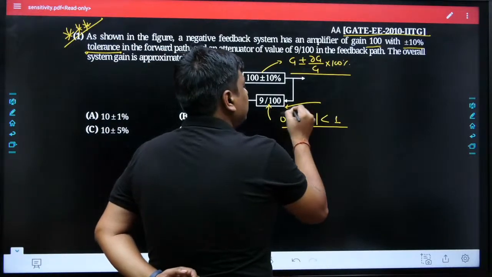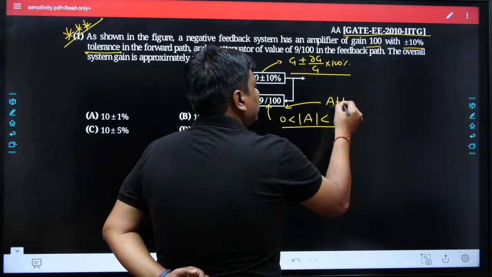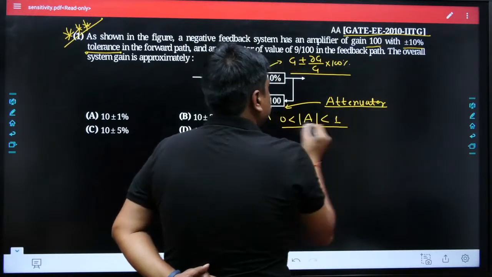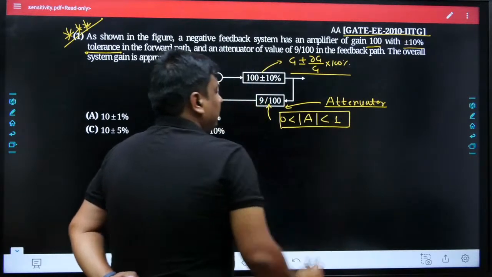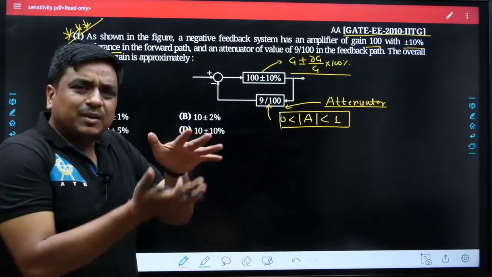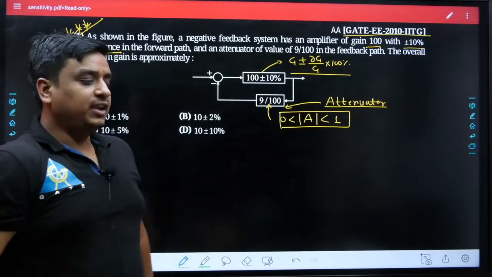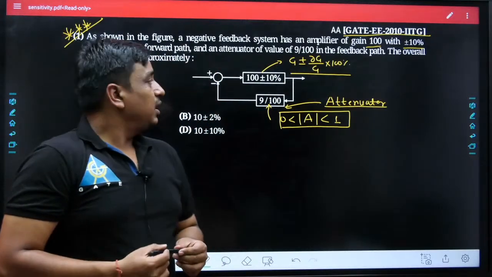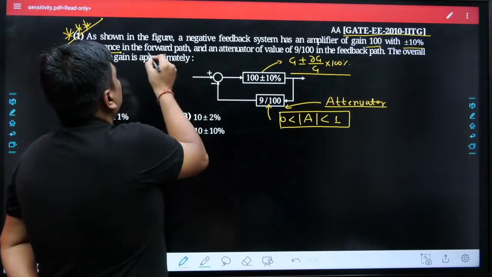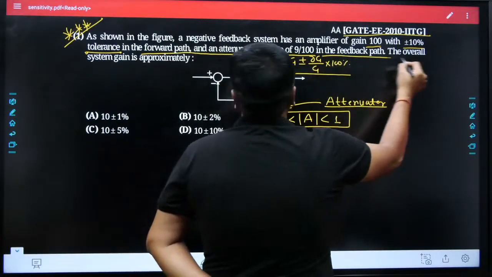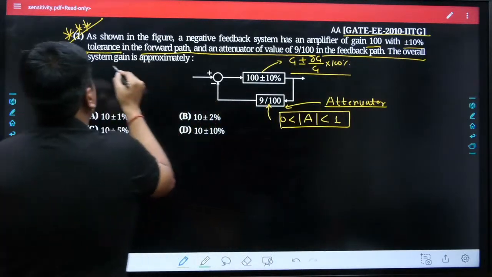What does it mean by the attenuator? Anyways, an attenuator is a device which has a factor of multiplication, although I won't be calling it gain. Why? Because gain means something is getting gain. No, here we are not getting any gain at all. Yes, till this point each and everything must be clear to all of us. The forward path and the attenuator of 9 divided by 100 in the feedback path.